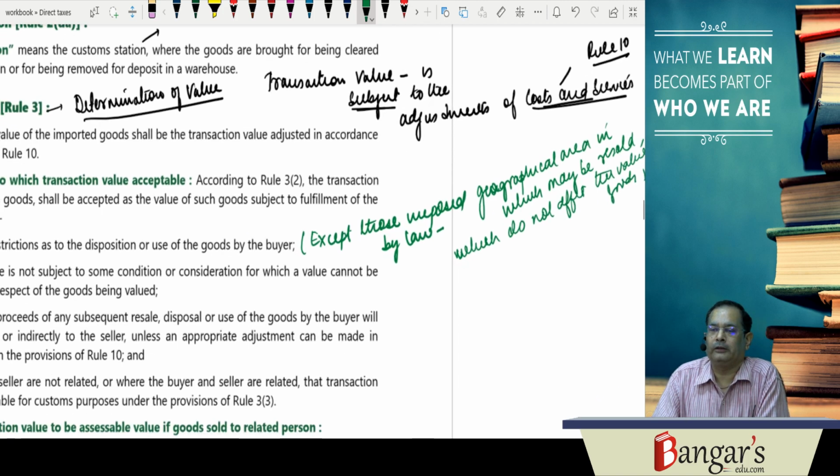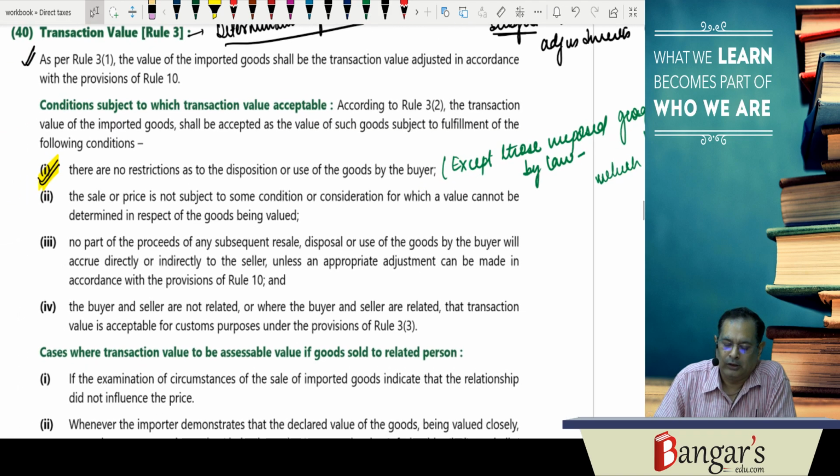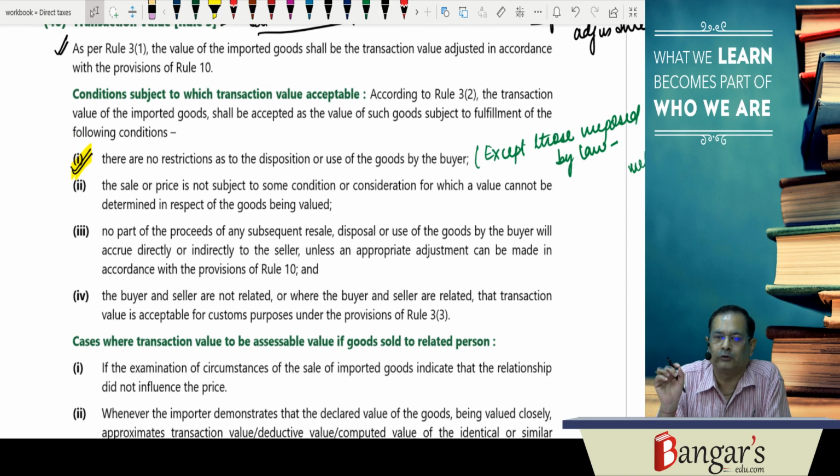So fundamentally, there must not be any restrictions as to the disposition or use of the goods by the buyer, except those which are imposed by law or public authorities in India, geographical area in which the goods may be resold. These will be regarded as valid restrictions which are imposed by law, public authorities, or geographical area in which the goods may be resold, or which do not affect the value of the goods.